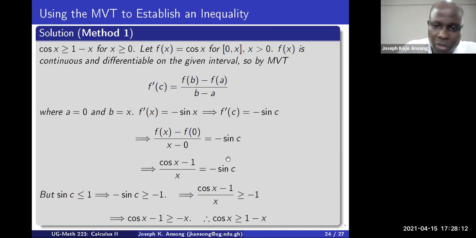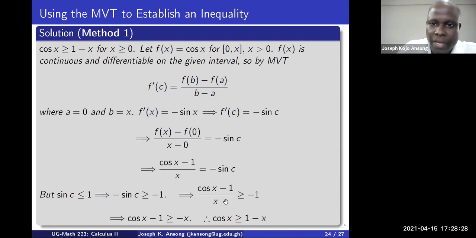We are doing this because the right-hand side here is negative sine. Now we know that the right-hand side is greater or equal to -1. Therefore, this expression here has to be greater or equal to -1. If you like, this is greater or equal to -1. Therefore, this has to be good.